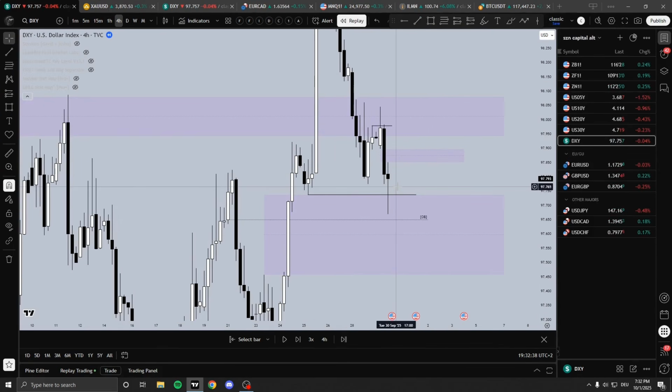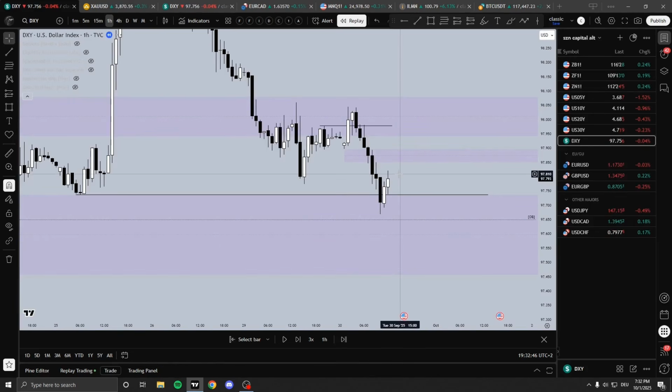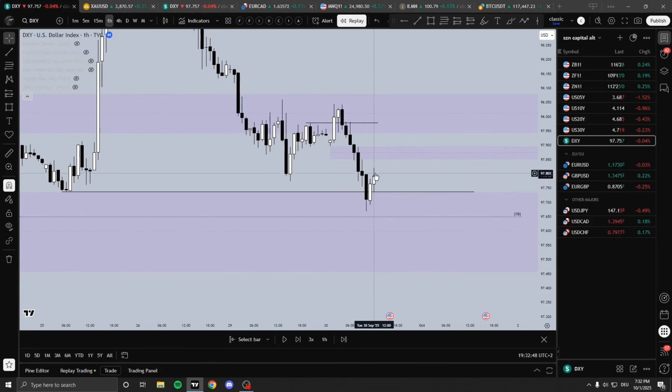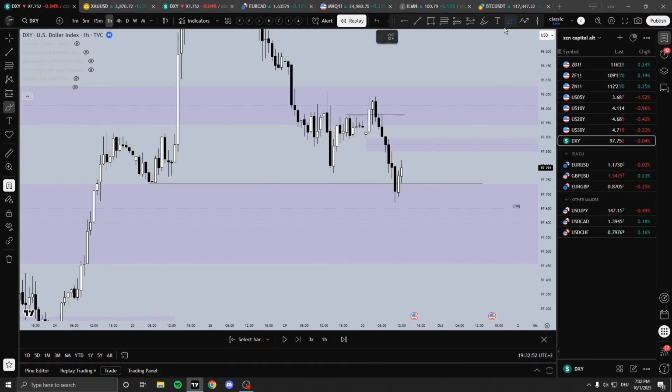So if price now on the lower time frames is retracing into this H4 key level, you don't want to make the same mistake and long into that key level because price is still obviously bearish and we could trade up here and then still go lower.